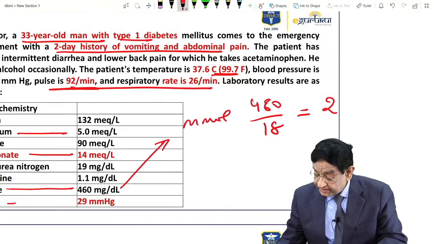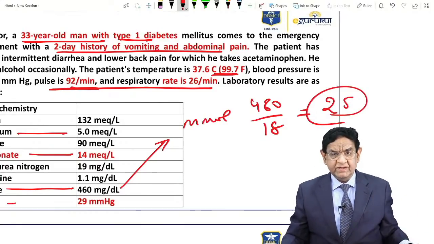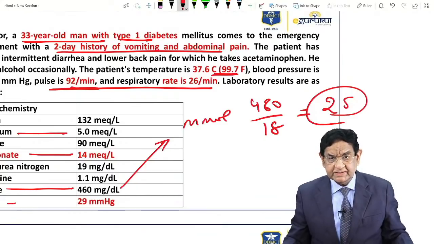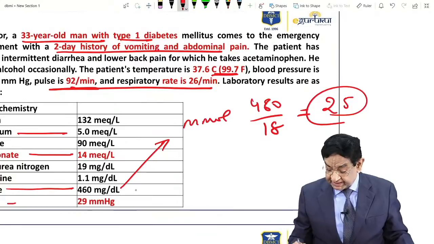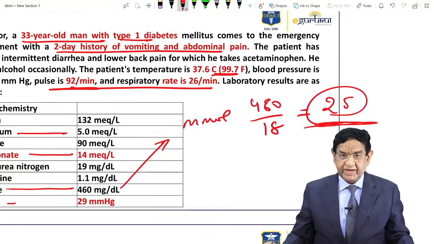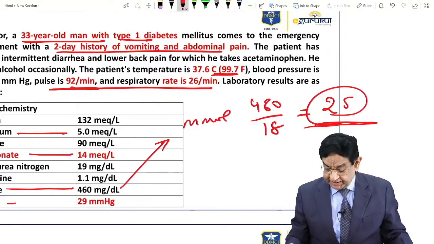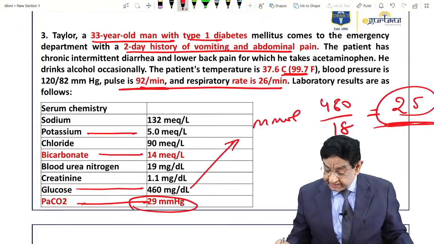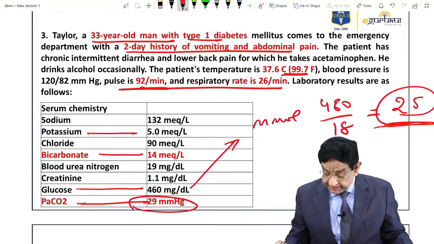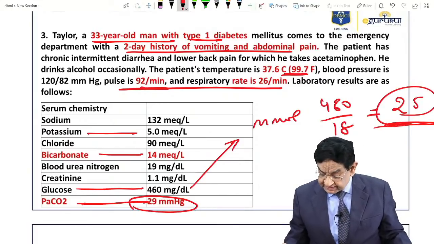If you divide, I get 20, somewhere around 25, I suppose. Anyway, the idea is, the formula is, if you want to convert milligram into millimole, you divide by 18. So somewhere around 25 millimole per liter, right, sir? So we are getting CO2 is 29. 29 is there. Let us see what is happening.